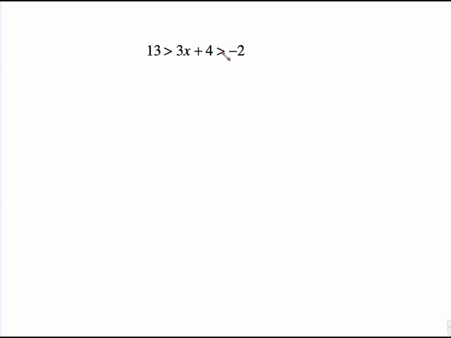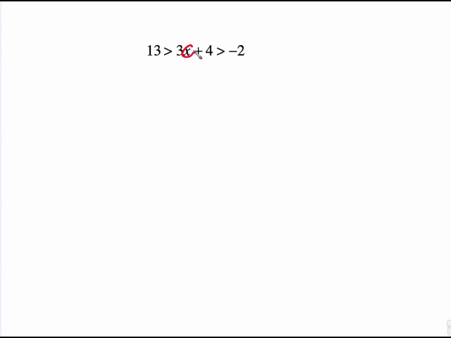What's important in these compound inequalities is that these two inequality signs are both facing the same way. These are both facing this way. They both could be facing this way. What we would never have is one facing that way and one facing that way. That just doesn't happen. So they both face the same way, and we're going to solve it the same way.